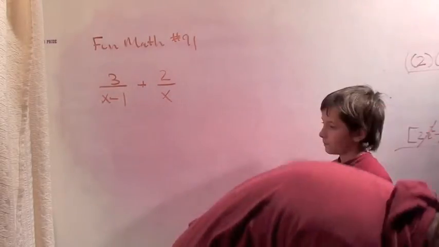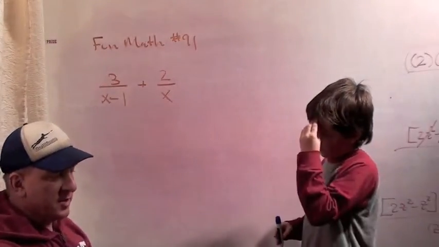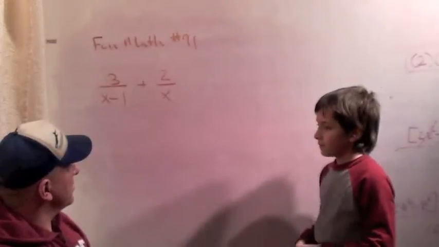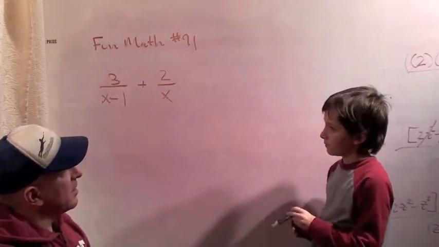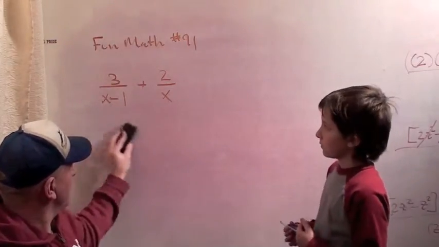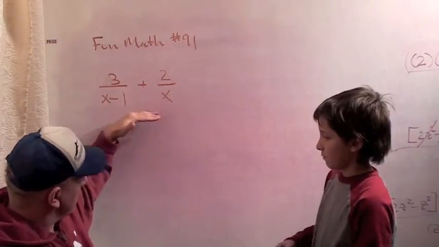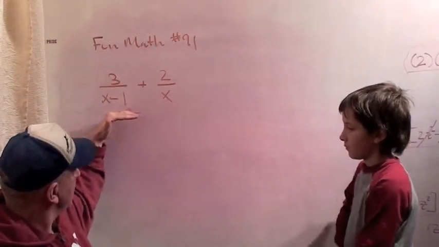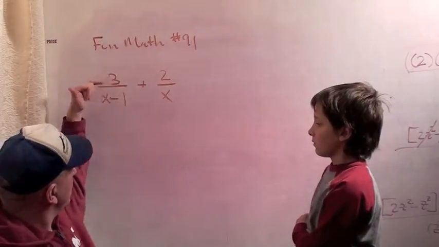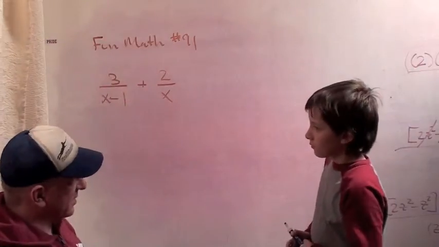FunMath number 91. Today we're going to take a look at section 2.4 of our problem solving pre-algebra book, and it's about simplifying fractions, but not fractions with numbers, fractions with algebraic expressions. So we're going to do a real straightforward example. It's not necessarily simple, but it's just straightforward. It doesn't have lots and lots of terms. We're going to try to simplify the expression 3 over x minus 1 plus 2 over x.